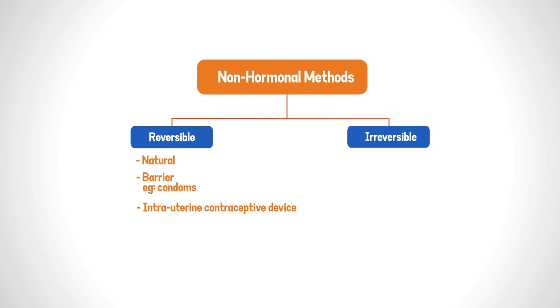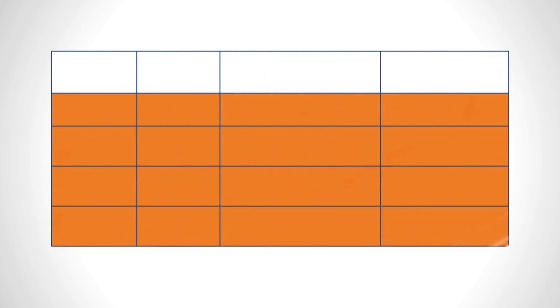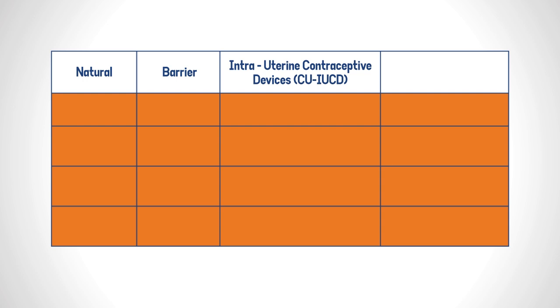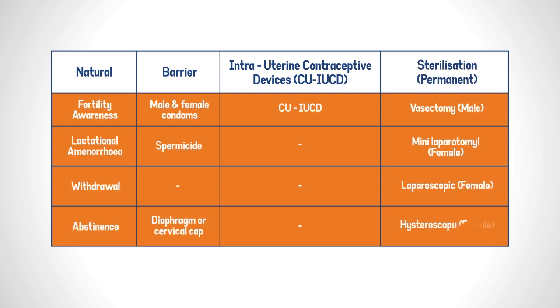There are a number of non-hormonal methods that a woman or man can choose from. They are categorized under natural, barrier, copper intrauterine device, and sterilization. While the others are temporary and reversible methods, sterilization is a permanent and irreversible method.